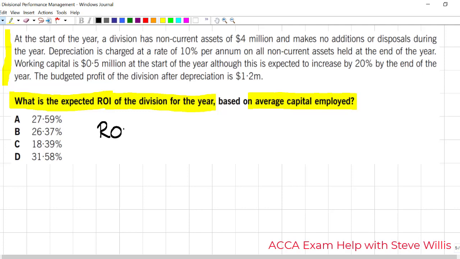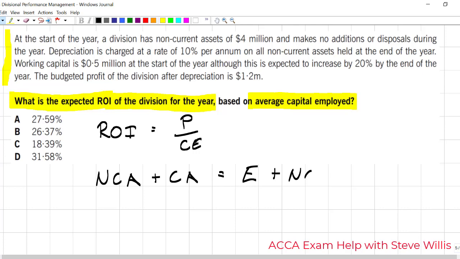So return on investment will be equal to some operating profit, which I can abbreviate as P, over some average capital employed. Let me share with you now a very nice trick that we can use whenever we're messing around with capital employed. And this is not in the answer in the model solution, so check this out. Just remember this: non-current assets plus current assets are equal to my company's equity plus the non-current liabilities plus the current liabilities, the accounting equation.